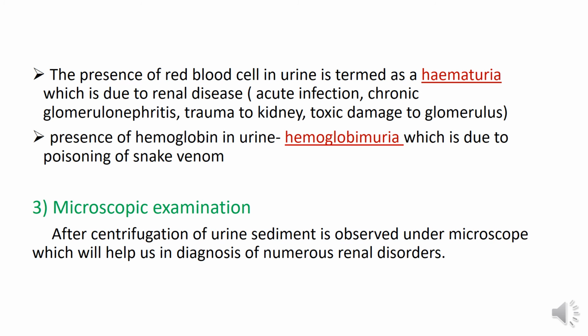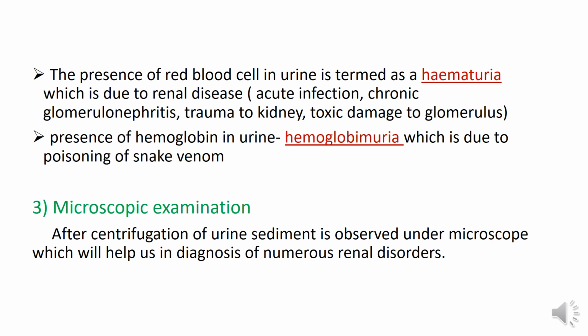Next, the presence of red blood cells in urine is termed hematuria, which is due to renal disease like acute infection, chronic glomerular nephritis, trauma to the kidney, or toxic damage to the glomerulus. The presence of hemoglobin in urine, hemoglobinuria, is due to poisoning by snake venom. This is the chemical test for urine examination, like protein, ketone, bile, blood, etc.